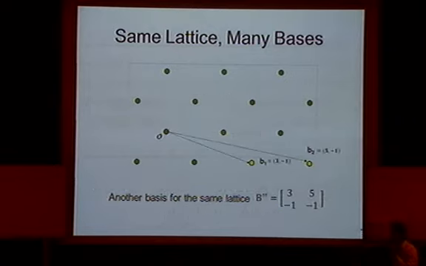A little more sane example. Here is another basis for the same lattice: (3, -1) and (5, -1). If you take all integer linear combinations, again you get the same lattice. So that's nice. In fact, a lattice has infinitely many bases, not just one, two, or three, but really infinitely many bases.